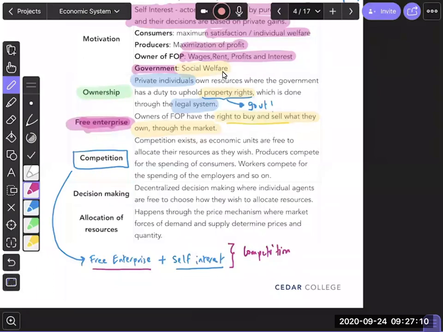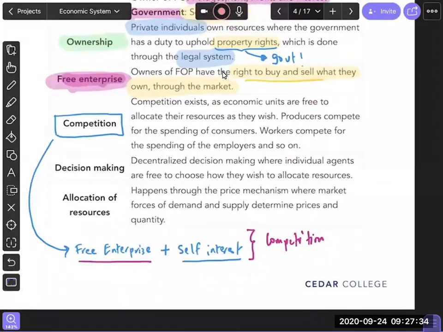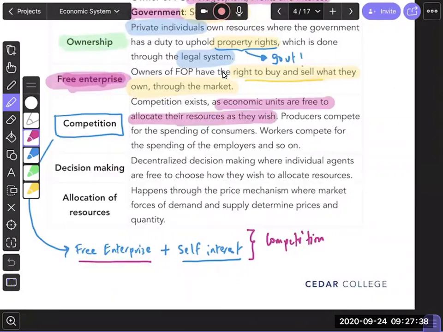Makes sense? Similarly, if I'm a consumer, what good will I buy? The one that gives me maximum possible satisfaction. Each and every one of us will try to make sure that we get the maximum possible return out of the resources that we own. So we say this competition exists as economic agents are free to allocate the resources as they wish, with complete freedom of allocation.